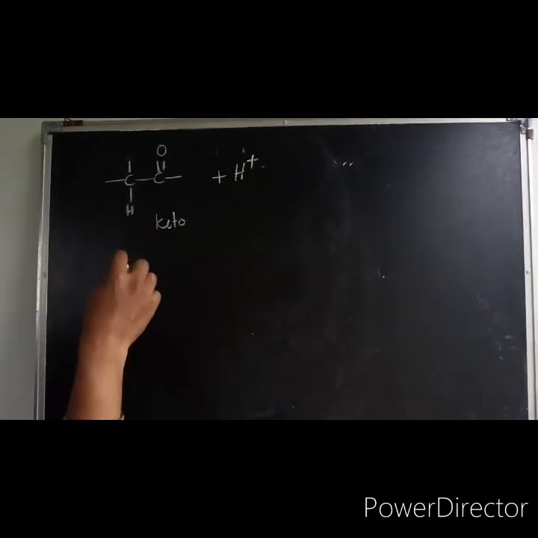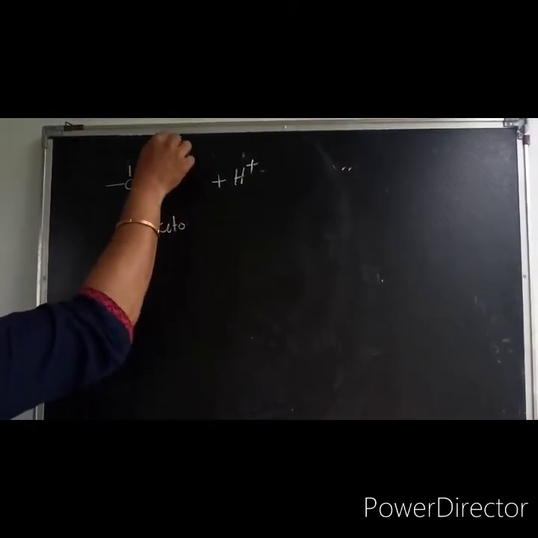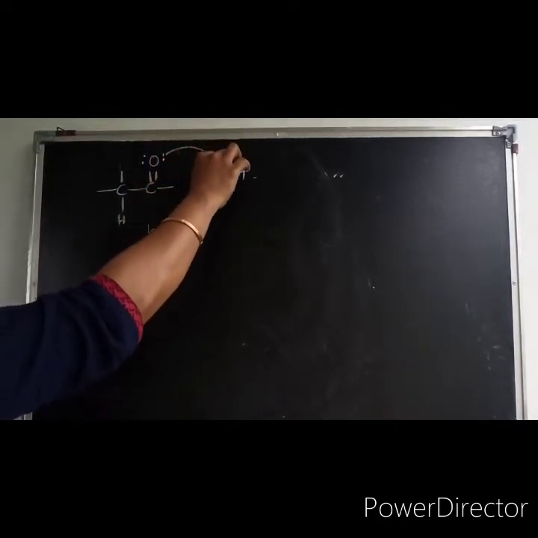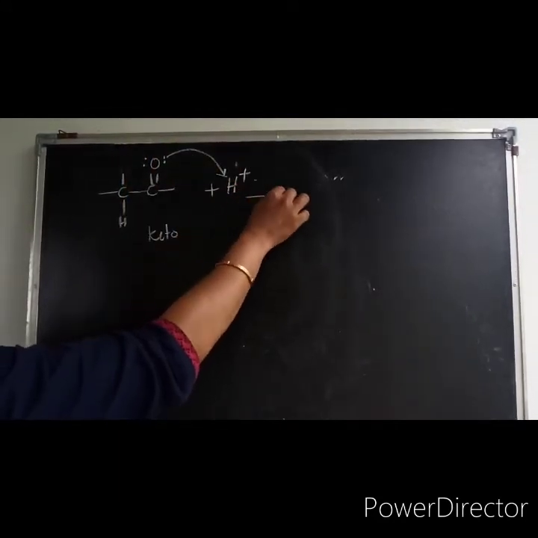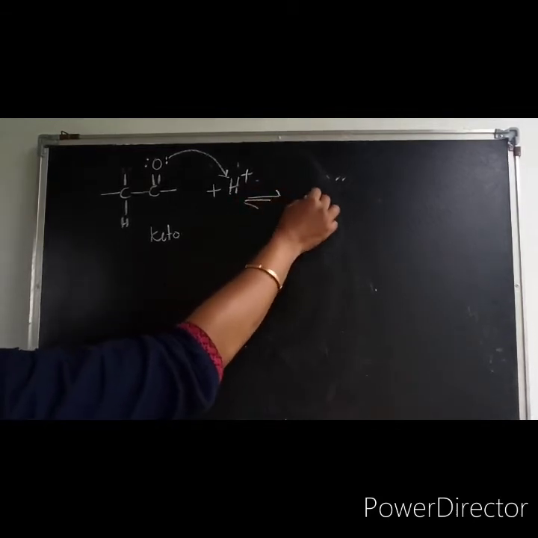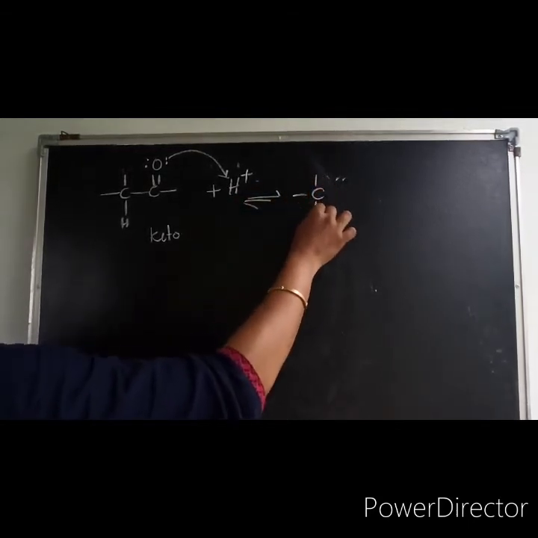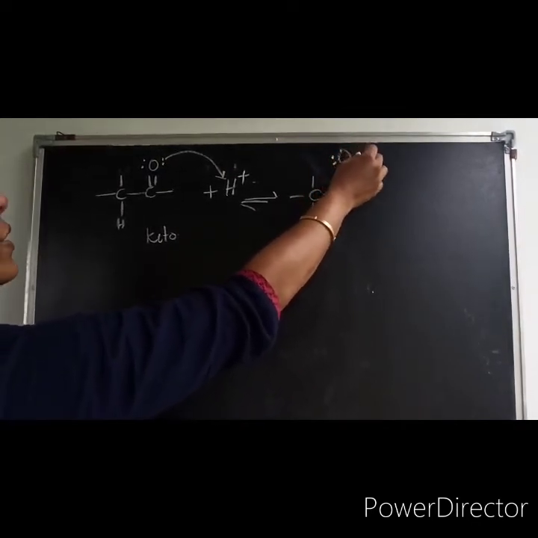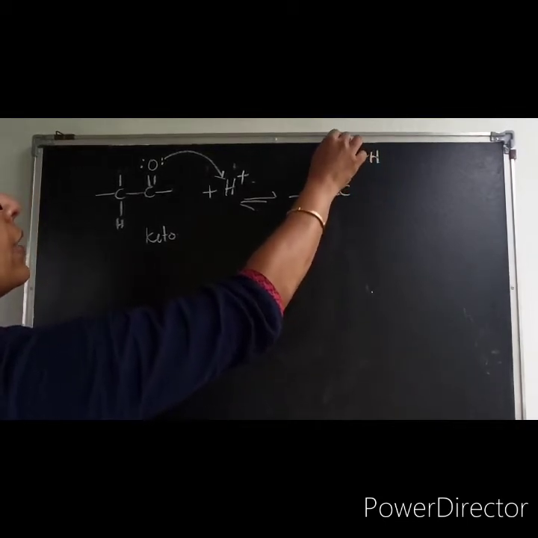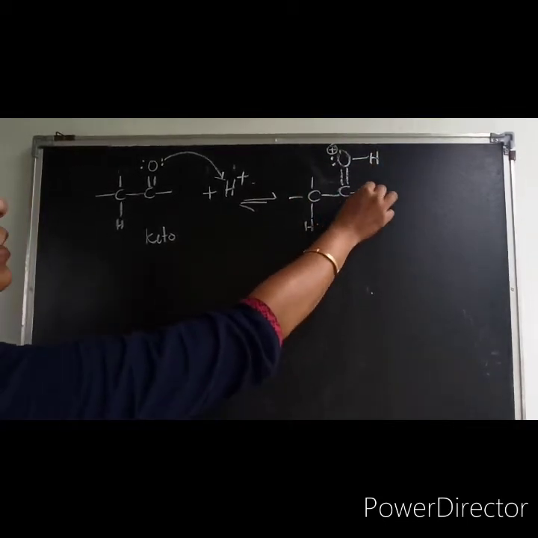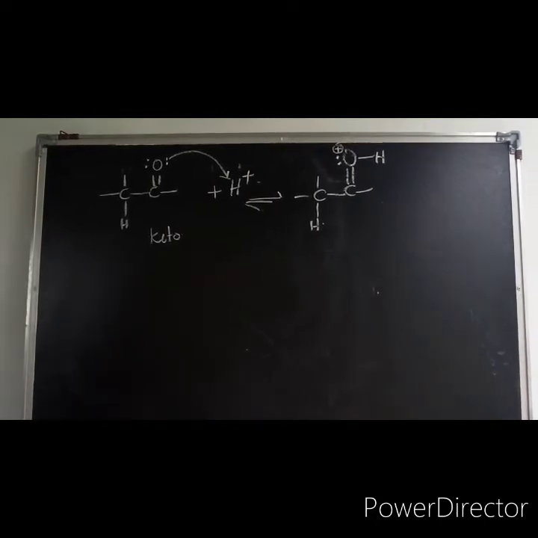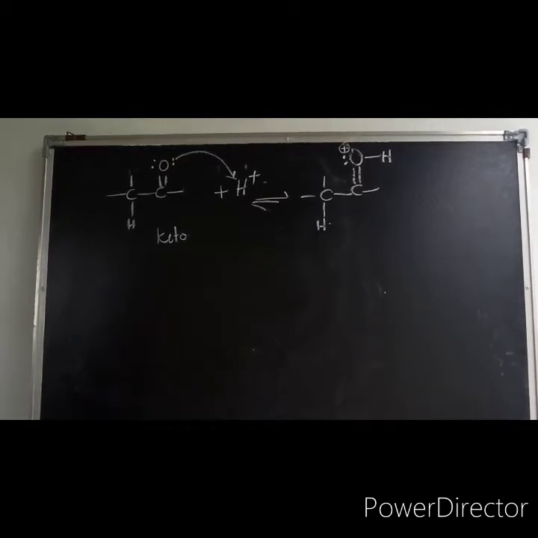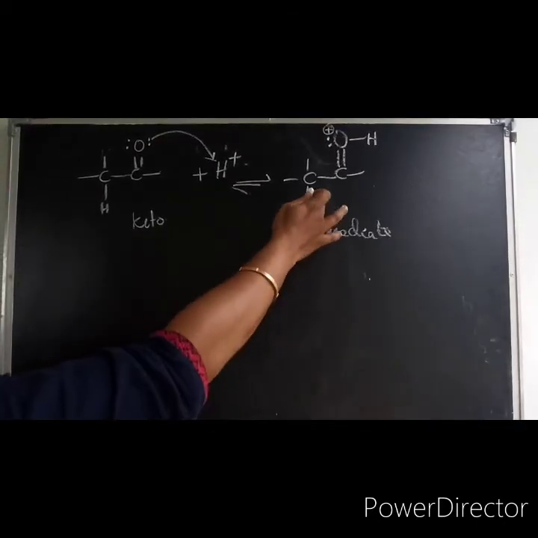The acid catalyzed process can be written as follows. This is the ketone, and if I add H plus, meaning any mineral acid, what will happen? This oxygen has 2 lone pairs, and a lone pair will pick up this proton. So this could be written as C double bond O, and the oxygen loses 1 lone pair, so it has a positive charge, like this. This is called the protonated ketone. This is an intermediate.